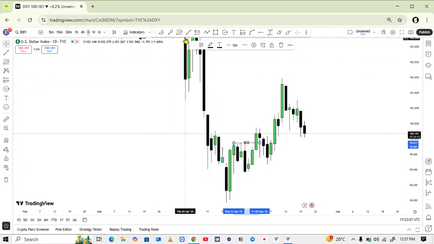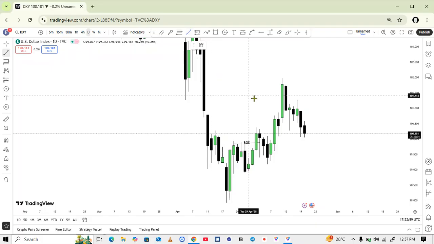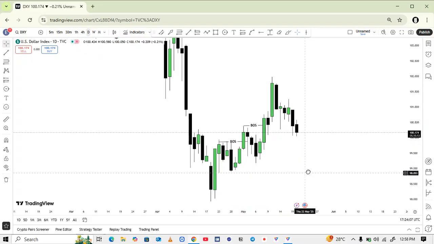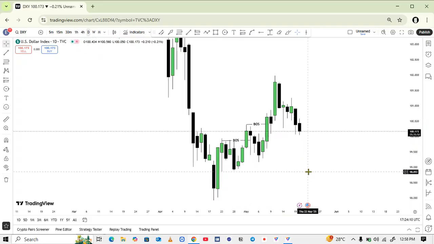We have the first break of structure, which is our market structure shift. Now we have a break of structure here, the second break of structure. And what can you see? Remember, I told you guys, premium and discount. You buy from discount and you sell from premium. Watch how price reacted from this area.